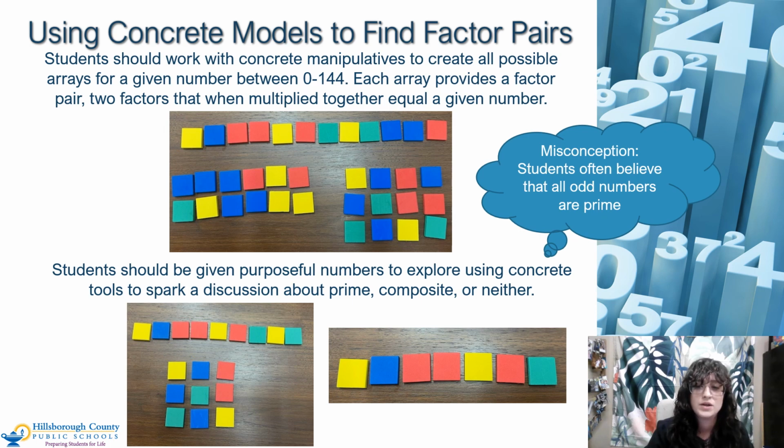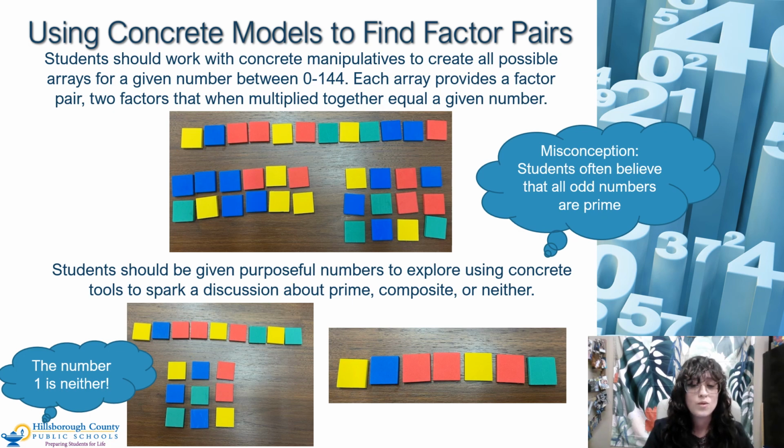We can also arrange it to be 3 rows of 3. However, the number 7 only has one way that it can be arranged, and that would be one row of 7. Meaning the number 9 is composite because it has more than one set of factor pairs, and the number 7 is prime because it only has one set. It's important to note that the number 1 is actually neither. It is not prime and it is not composite.